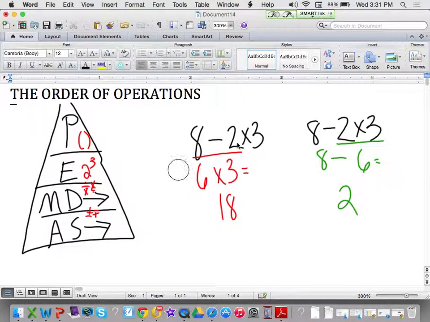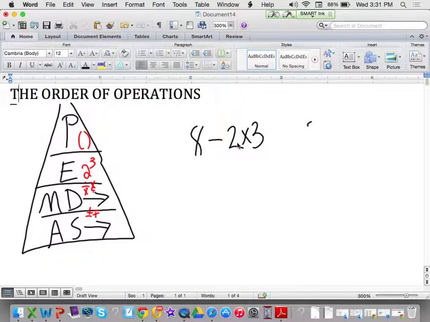So with my original question, 8 minus 2 times 3, let's try and figure out the best way to do this. I'm going to first check to see if I have any parentheses. I have no parentheses here. So next I'm going to check exponents. Do I have any exponents? Nope. Then I'm going to see if I have any multiplication and division. And I sure do. I have multiplication right here. So the first thing I'm going to do is this 2 times 3.